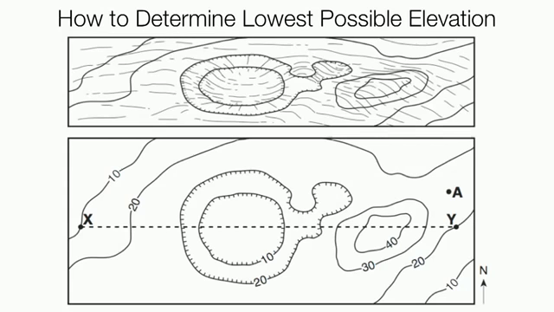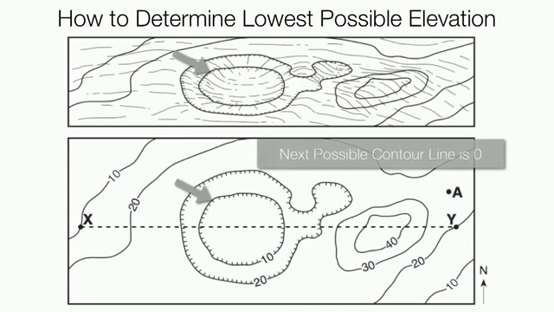So you want to try to find out the lowest possible point in this map. The first thing you have to do is figure out the lowest contour line that you have. In this case, it's your 10 line. Now that's not your lowest possible point. Your lowest possible point on here has got to be less than 10. The next possible contour line you could have on this map is 0, but you don't have that.